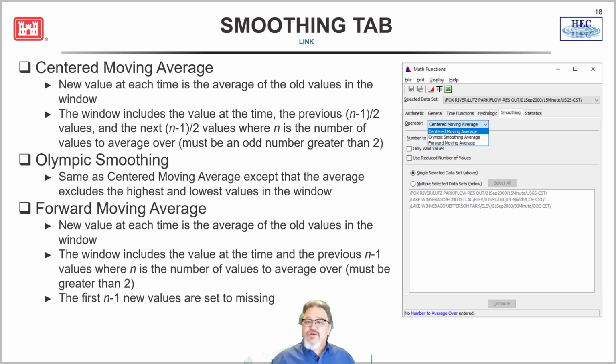I will say, if you notice, in the operator specific area there, we can say single data set, so the selected data set as we talked about. But if you start the math functions dialog with several data sets selected, the smoothing tab will let you smooth all of the data sets that you started with at once. You don't have to do them one at a time. So it does have an option for multiple selected data sets below, and you can select which data sets you want to smooth. You can select all of them and smooth them all in one fell swoop. Okay, let's move on to statistics.